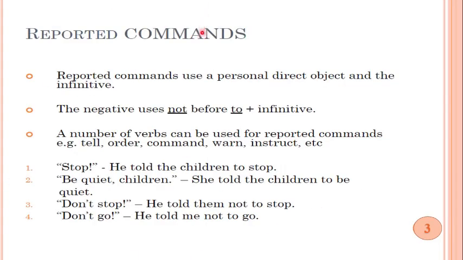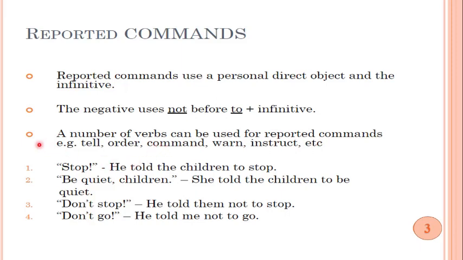What about the next discussion, commands. For reported commands, we use the personal direct object, and after that the infinitive, like the previous structure, and the negative form with not before to infinitive. What are the verbs that can be used here? They are tell, order, command itself, warn, and instruct, and there are still many other verbs that can be included in this construction.